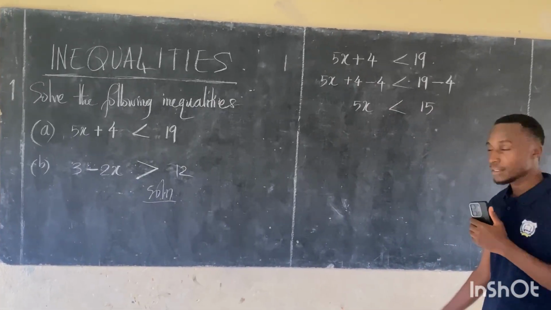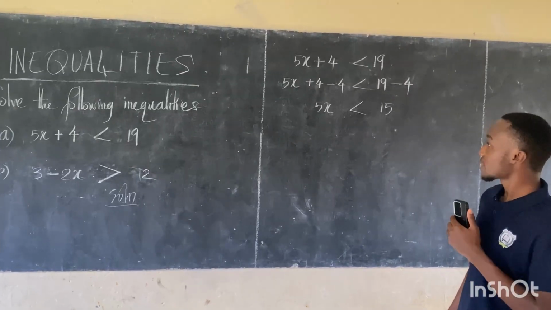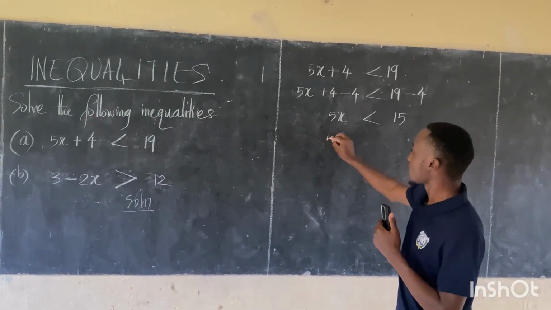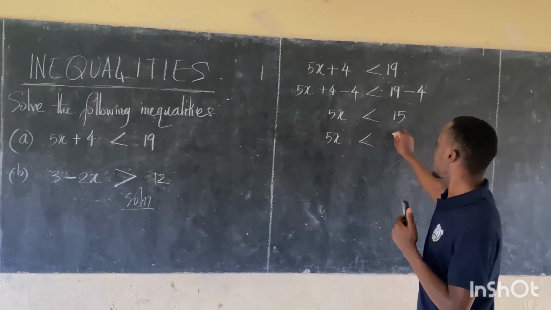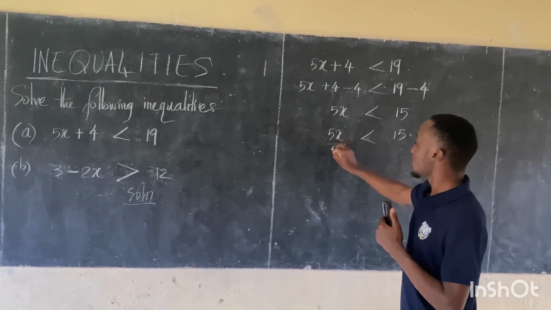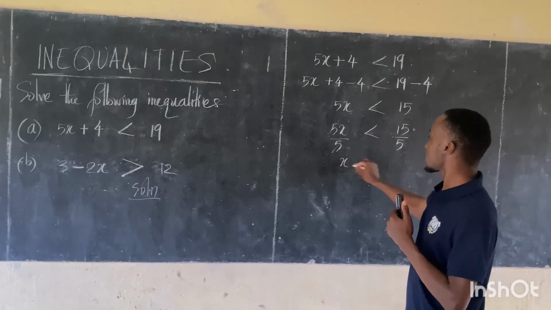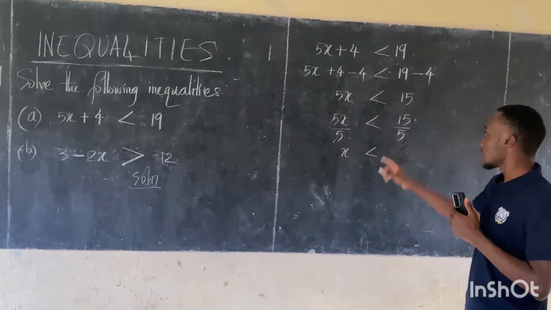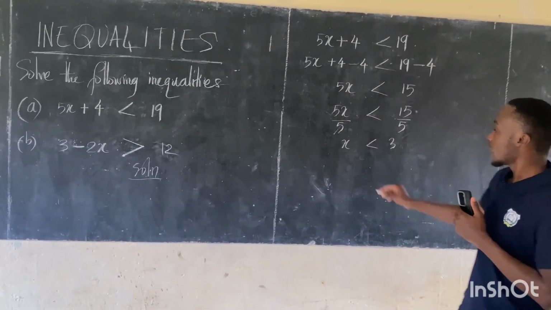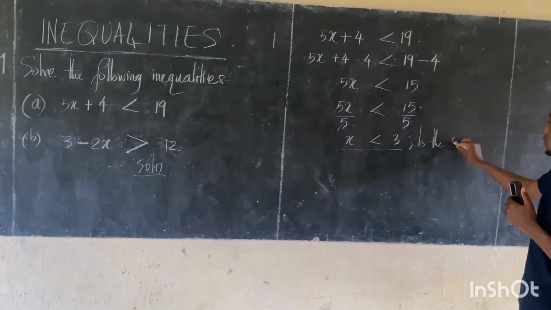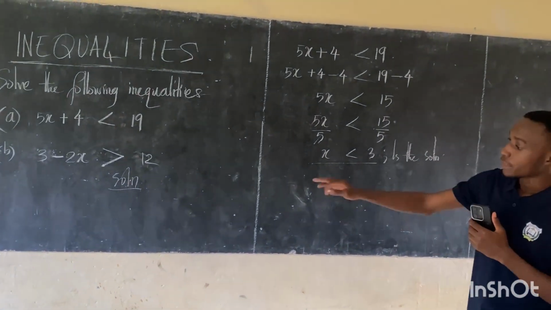And after this, we shall divide both sides by this 5 such that our x can stand alone. So I can rewrite this step. So by 5, we remain with our x finally less than 3. And this is our solution concerning that problem.